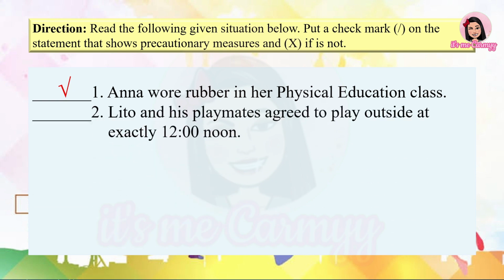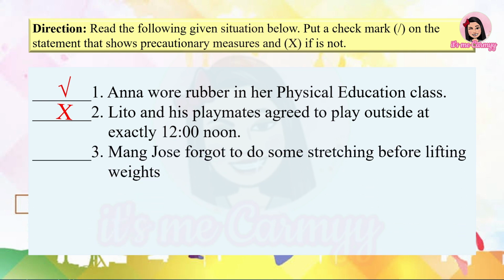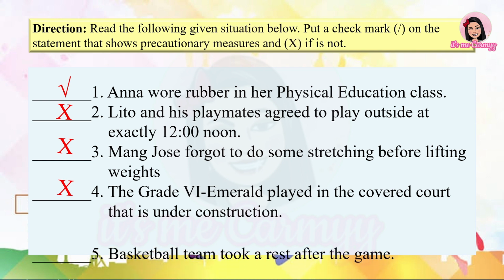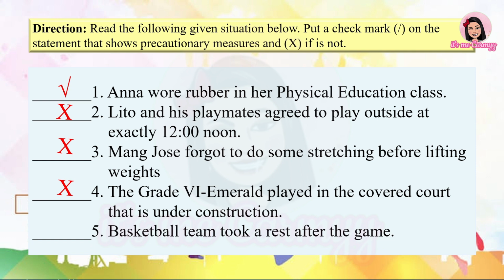Number 2. Lito and his playmates agreed to play outside at exactly 12 o'clock noon. It's wrong. Number 3. Mang Jose forgot to do some stretching before lifting weights. It's wrong. Number 4. The Grade 6 Emerald played in the covered court that is under construction. It's wrong again. And for the last number, number 5, the basketball team took a rest after the game. It is correct.